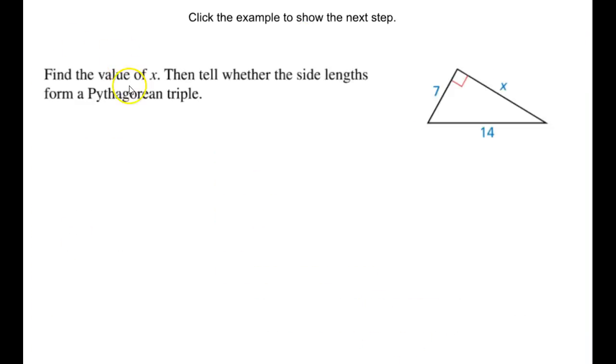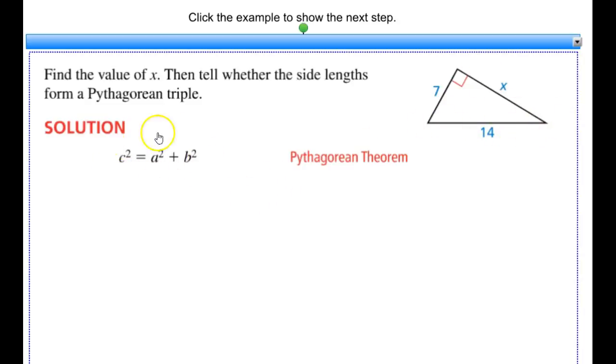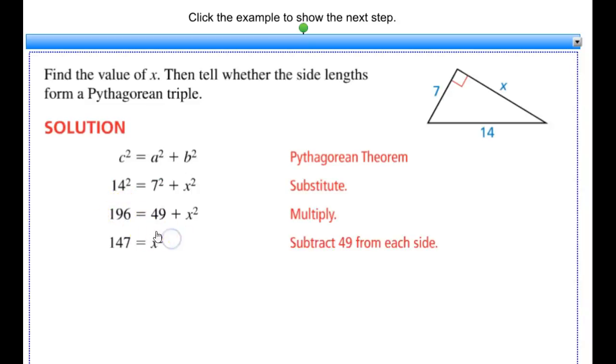Here's example number 2. Find the value of x, and then tell whether the side lengths form a Pythagorean triple. Again, I see I have a right triangle, so I can use the Pythagorean theorem. But this one is a little different. Here I'm given the hypotenuse and I'm asked for one of the legs. So again, I write my Pythagorean theorem and substitute what I know, and you'll see my hypotenuse is over on this side by itself, and I have one of the legs and the x squared. Now I multiply, then subtract 49 from both sides, then take the square root. Again, I'm looking for the positive square root because we're looking for distances.